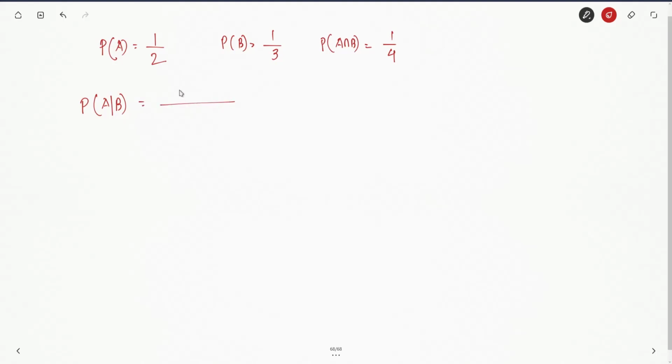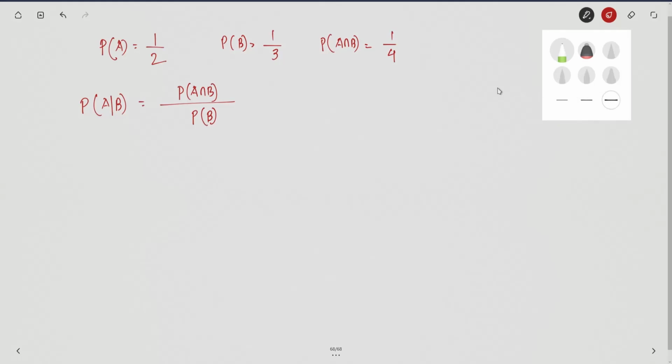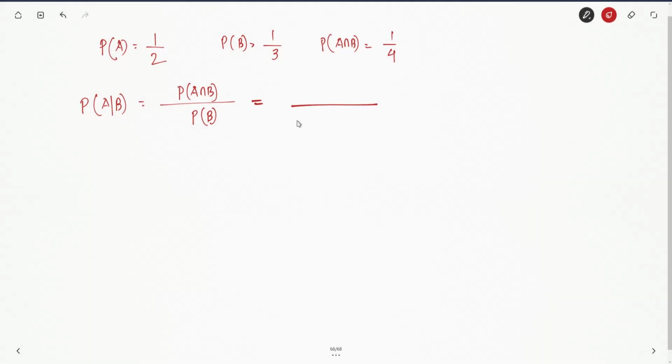The formula is probability of A intersection B divided by probability of B, right? This is the formula of calculating your conditional probability of A given B. So to calculate this, we need two quantities. First quantity is probability of A intersection B, which is 1/4, right? And what is the second quantity? Probability of B, that is 1/3.